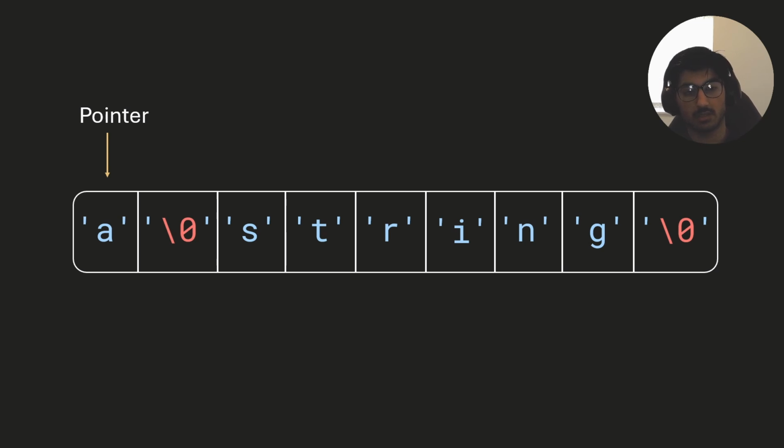Now, if we want to copy the second string, we have to move our pointer 2 bytes forward to the S character, and then we can run strcpy again to get the second string.